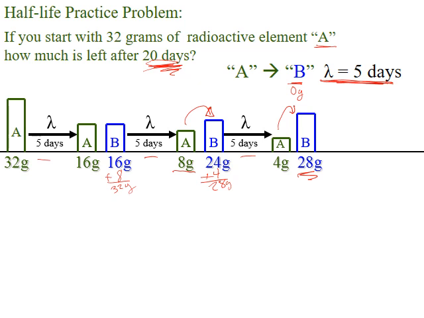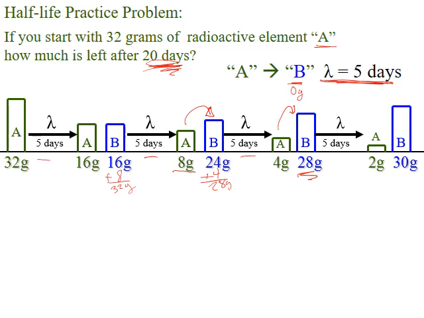Well, it's going to be half of what we currently have. Half of 4 is going to be 2, and the other 2 is going to go to B. That's going to leave us with 2 and 30. So after 20 days, or 4 half-lives, we're going to have 2 grams of A and 30 grams of B.